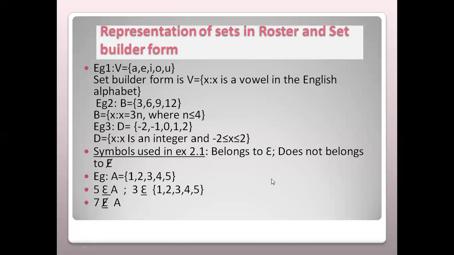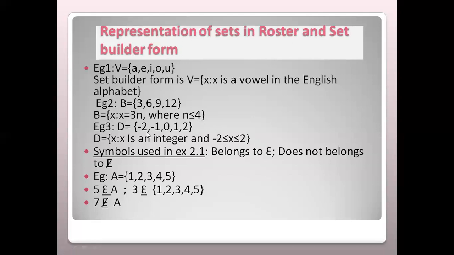And what is the limit of these multiples of 3, up to 4? So 3 ones are 3, 3 twos are 6, 3 threes are 9 and 3 fours are 12. So we should write the limit of n there. So n is nothing but n less than or equal to 4. This is the set builder form of the given set B is equal to 3, 6, 9 and 12.